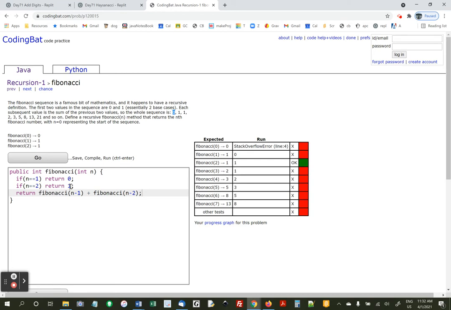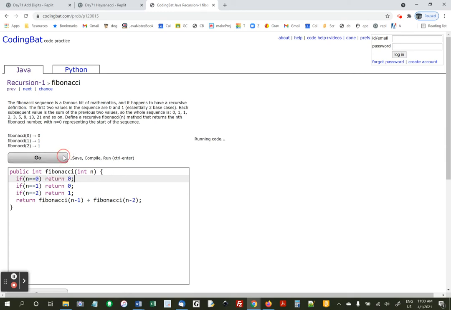And then after that, we're returning the sum of the previous 2. And, oh, I'm not dealing with a 0. That's probably part of it. If n equals 0, return 0. Let's see if that helps.